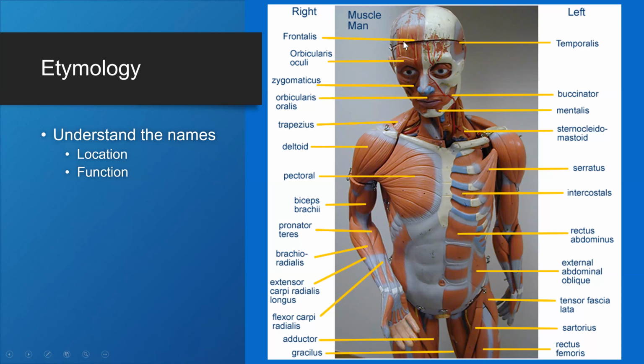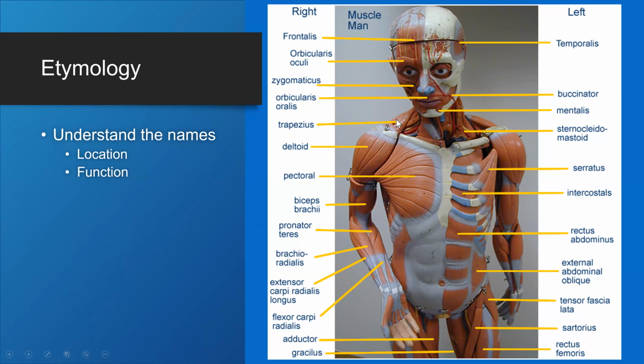So frontalis, right here, right where your forehead is. Orbicularis oculi, around your eye. Zygomaticus, where you have your zygomatic arch on your face. Orbicularis oris, around your mouth. Buccinator, this is the muscle of your cheek. Temporalis, the muscle in your temporal area. Mentalis, that's the muscle in your chin.